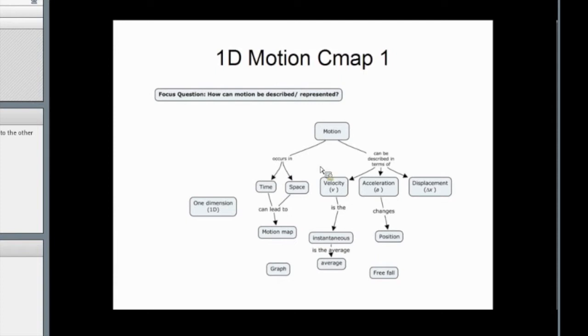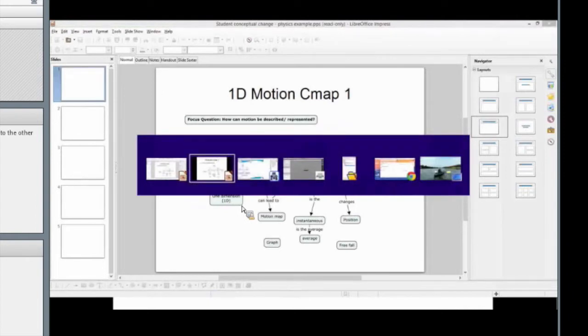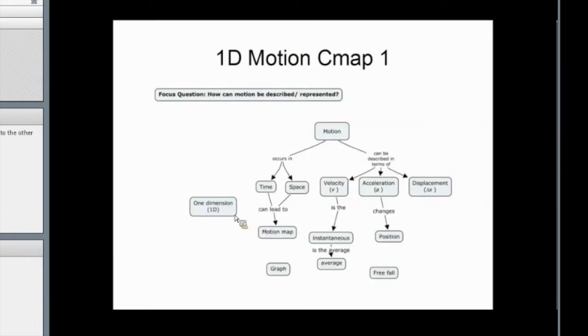And I had all these other concepts, one dimension, motion map, instantaneous, average, graph, position, free fall. They were on the side here called the parking lot. So I asked them, make some meaning of this. What do these terms mean to you? Can you relate them? And so this was his first try at it.